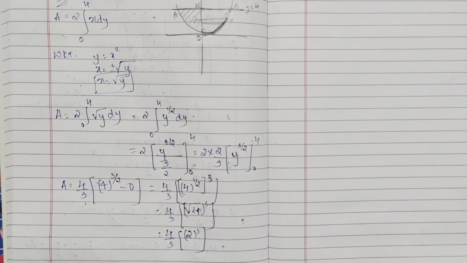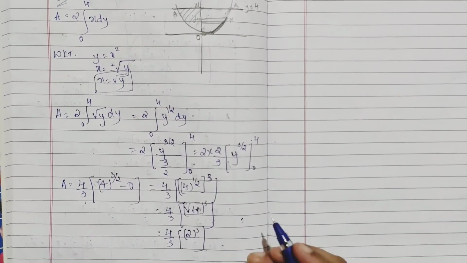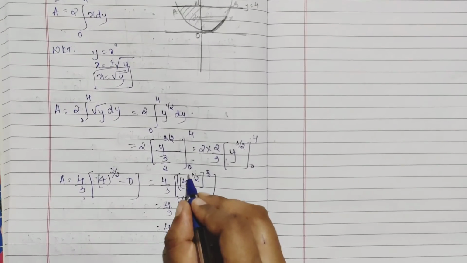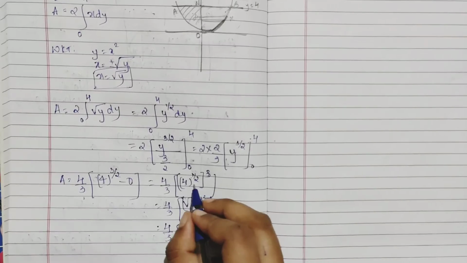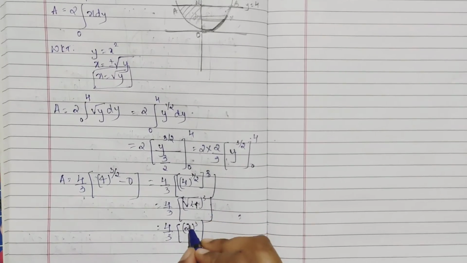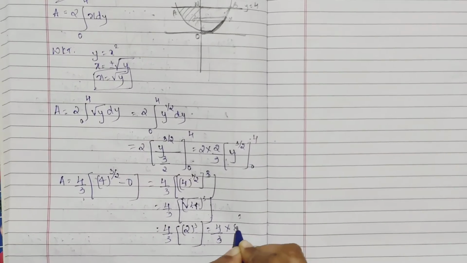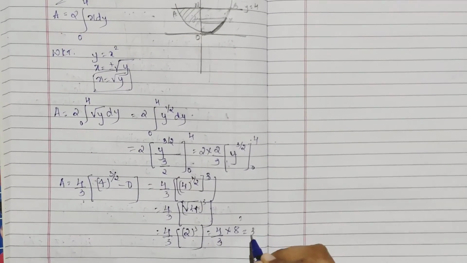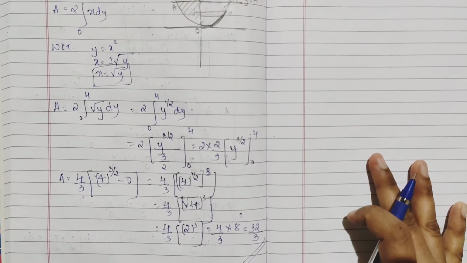You should know it. 4 raised to 3 by 2 you can also take directly, but I am showing you that you can split it like this: 4 raised to 1 by 2, raised to 3. 1 by 2 is nothing but root. Root 4 is 2. So 2 cubed is 8. 4 into 8 by 3 is 32 by 3. So your area is 32 by 3.